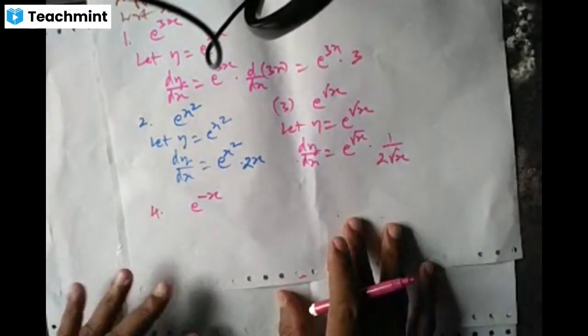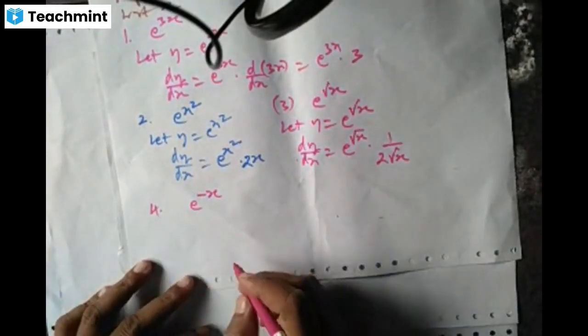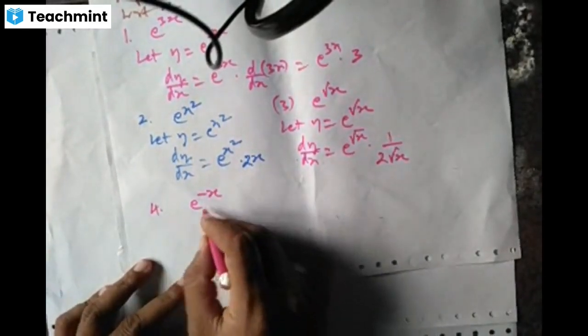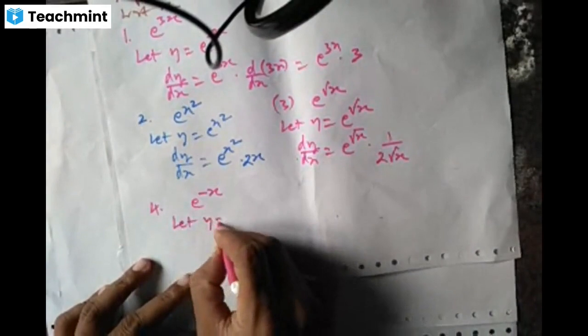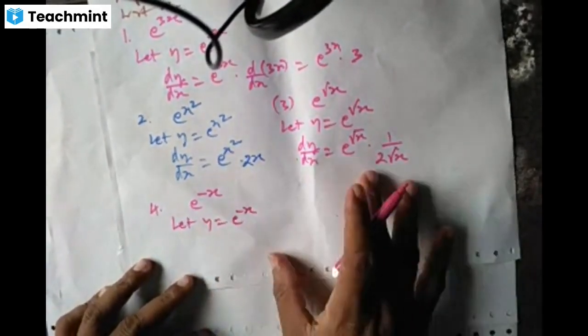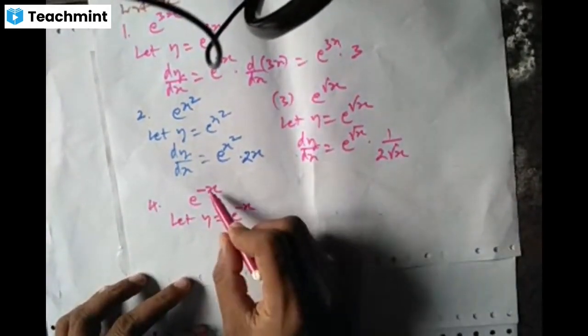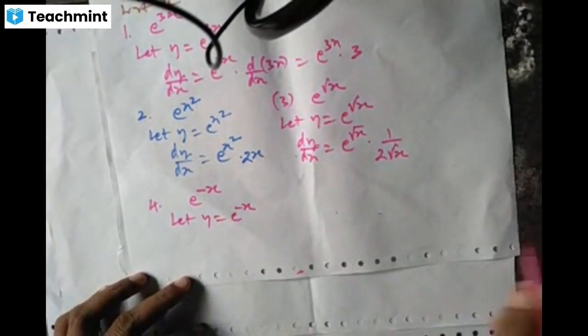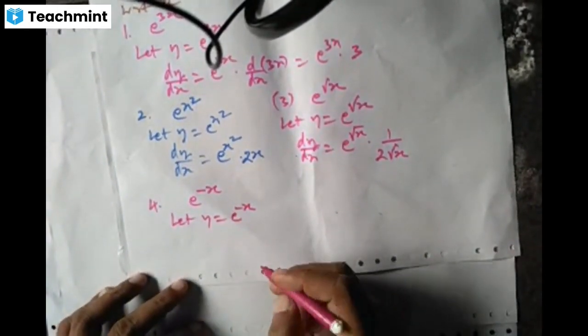Again we have to use chain rule to find its derivative. So first let us take the given function as y, or of course you can also take this as f of x. In that case you have to write its derivative as f dash of x.